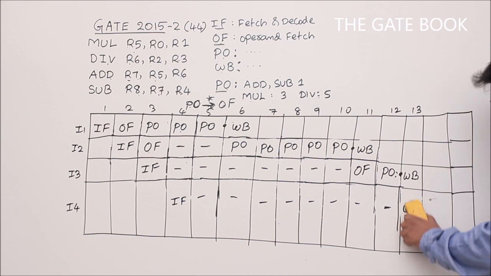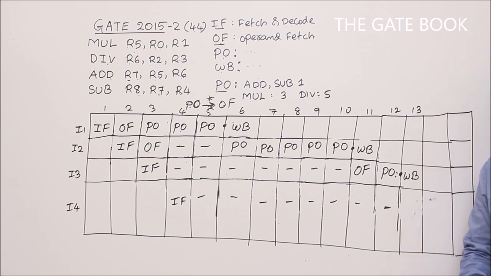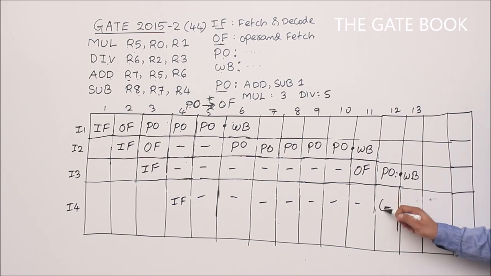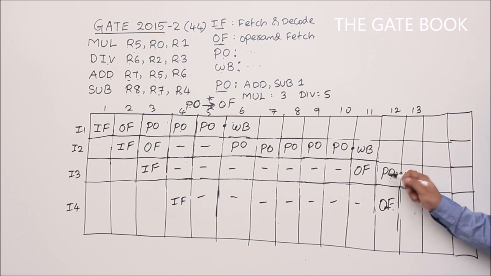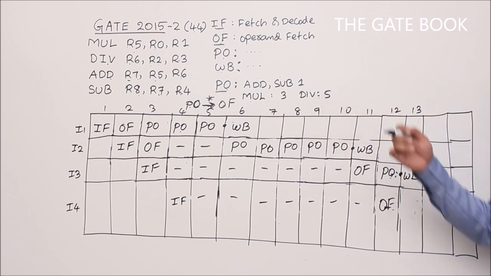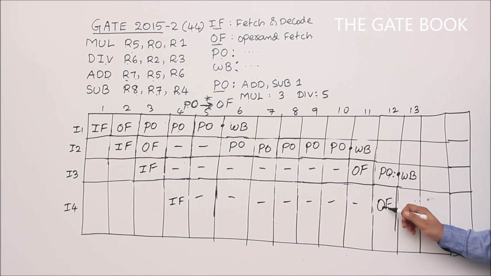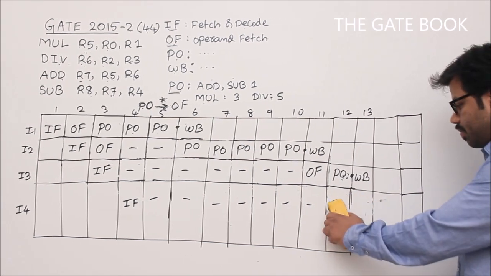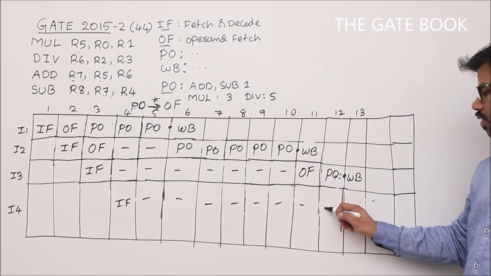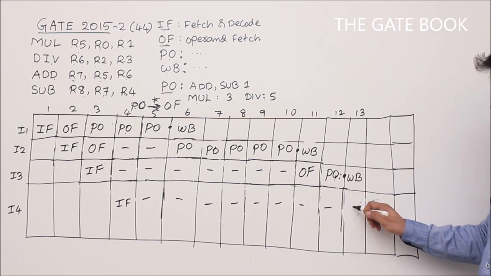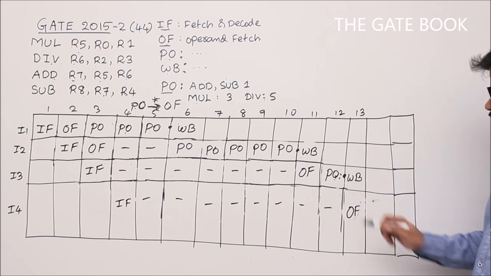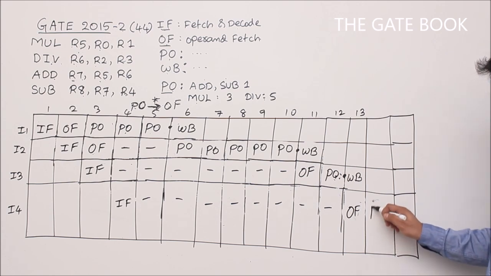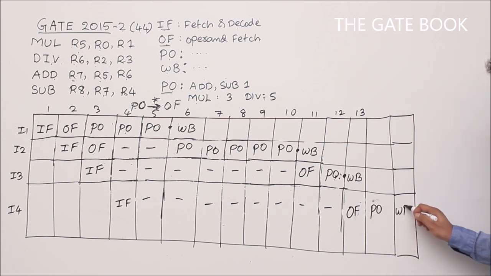Understand? That's why. Now let me ask whoever is attending my lectures this question: why can't I do OF here? If you do OF here, then this perform operation might still be updating R7, correct? Then we can't do OF, right? Generally then we will be stalling. This is the earliest time where we can do OF. After that, perform operation, then write back.